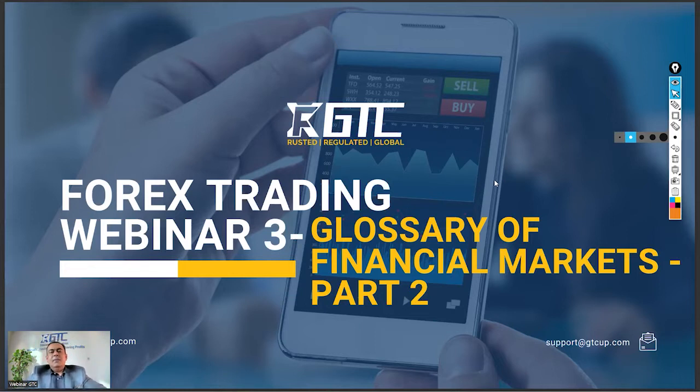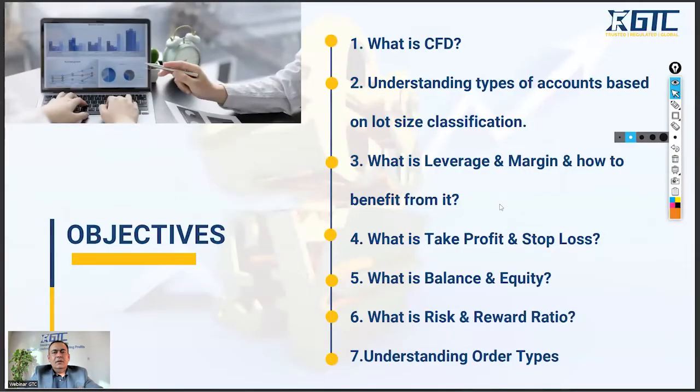So let's begin with the main topics of the day, glossary of the financial markets. So here I'll be covering today what is CFD, understanding of types of accounts based on the lot size classification, what is leverage margin and how to benefit from it, what is take profit and stop loss, what is balance and equity, what is risk and reward ratio. And the next topic here is understanding of order types.